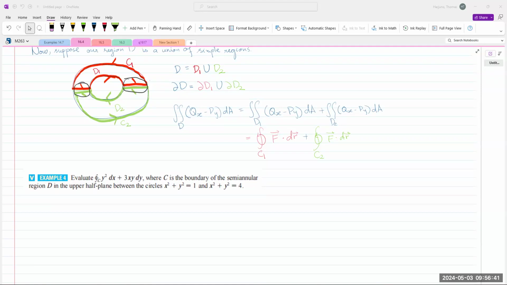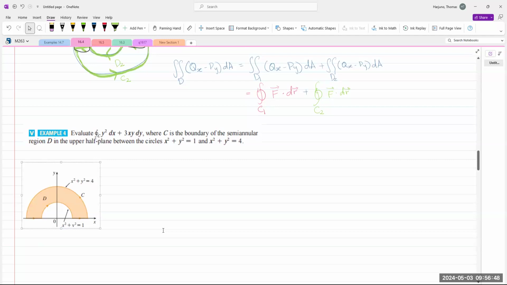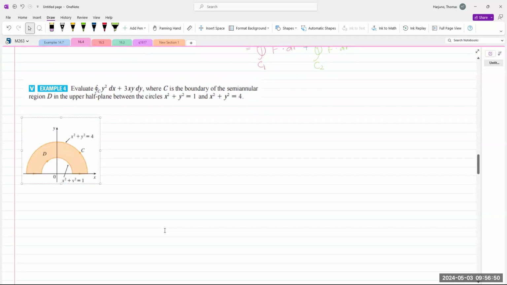with the upper half plane between circles with radius 1 and radius 2. So that's what it looks like. Now, if you look at the boundary, there are actually 4 paths, and therefore if you really want to do the line integrals, then you need to do 4 types of parameterizations, 4 kinds of integrals, and then you need to add those integrals.